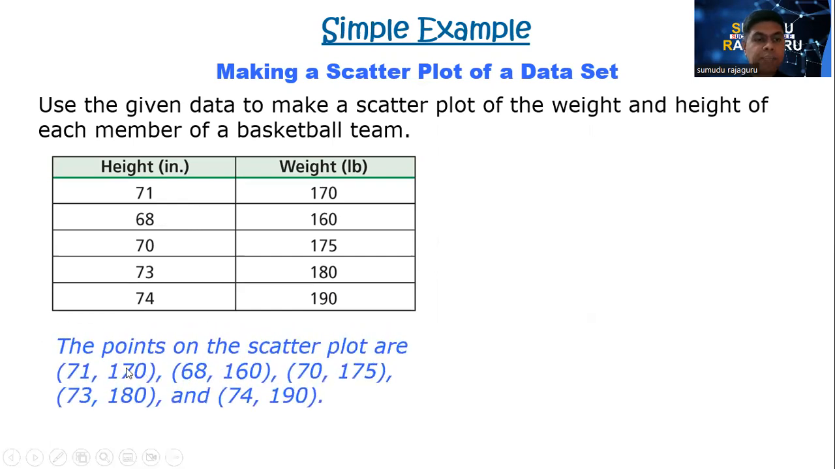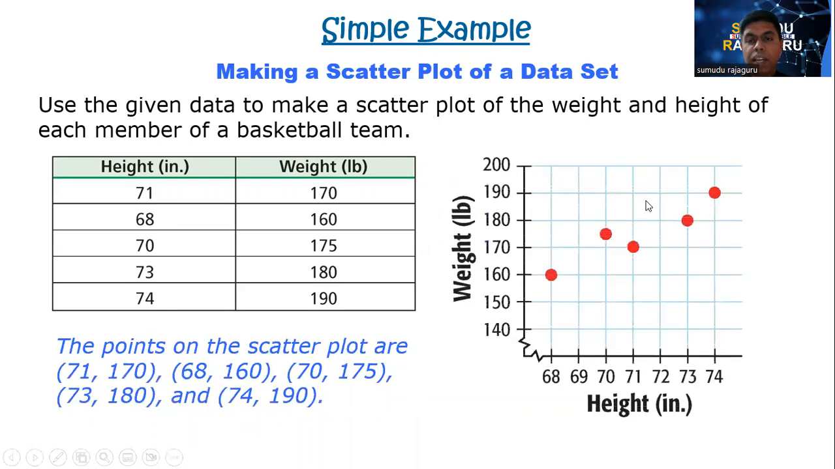Okay, you can see the classes. When the height is 71 inches, that person's weight is 170. Person B, his height is 68 inches, then the weight is 160 pounds. Likewise, we can create the data sets. Then that data set we can easily mark on the Cartesian plane.